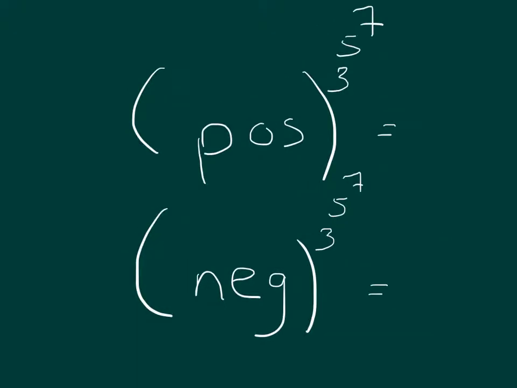And what happens if we raise a positive number to an odd power? This will give us a positive answer. Think of 2 cubed. That gives us positive 8. What happens when we raise a negative number to an odd power? Well, this will give us a negative answer. Think of (-2) cubed. -2 times -2 times -2 gives us -8.